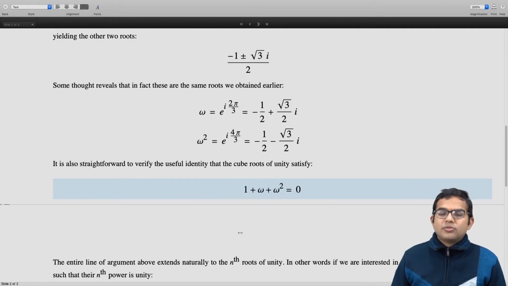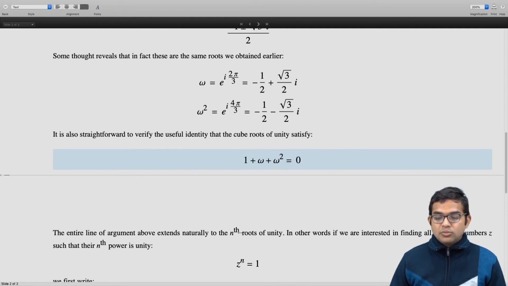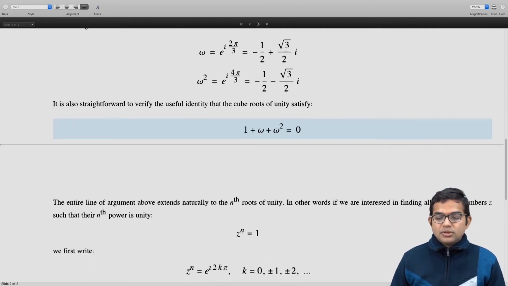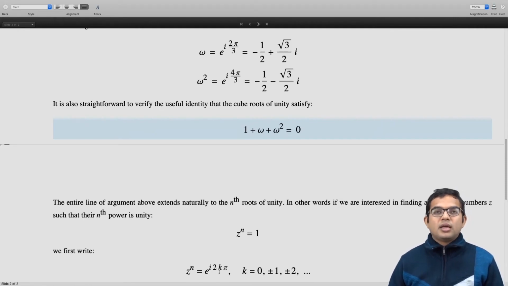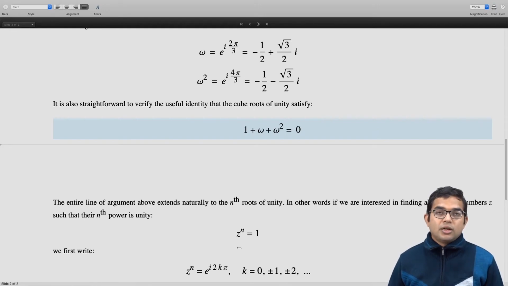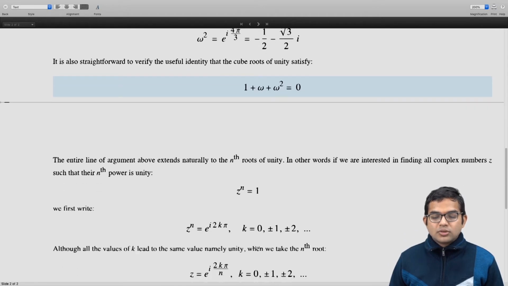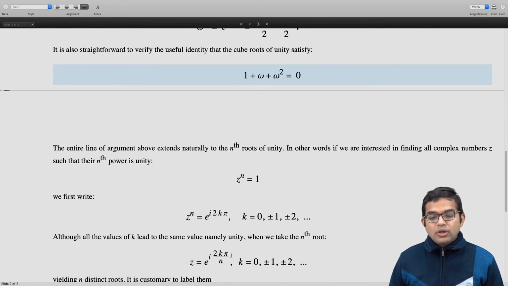And so if we are looking for complex numbers z such that z to the power n is equal to 1, we would, like before, write this equation as z to the n is equal to e to the i 2k pi, where k can be any integer. Because we have this freedom of adding to your phase an arbitrary multiple of 2 pi, and then we take the nth root, and so we have z equal to e to the i 2k pi by n.